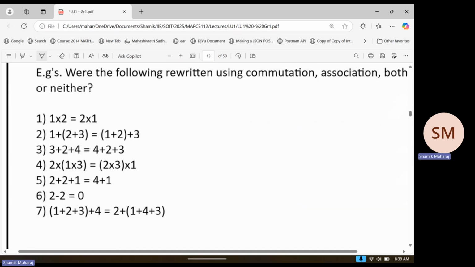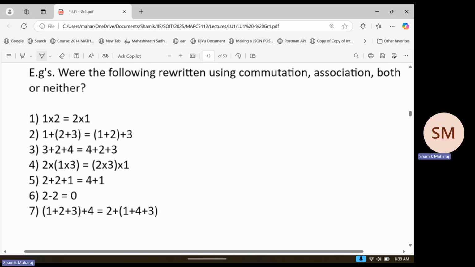We're almost there. Okay. These are the kind of questions you'll probably be asked. Example: were the following rewritten using commutation, association, both or neither? So let's try and do a few here just to see. The first one, put your hands up for association. Hands up for commutation. Okay, a lot of votes for commutation.